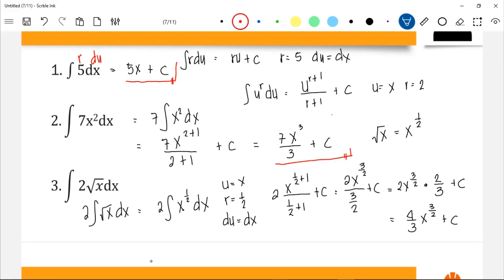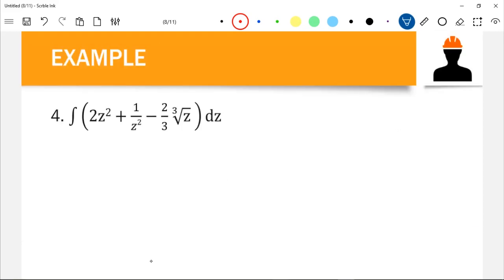So this is now your integration of 2 square root of x dx. Then we have example number 4. We have the integration of 2z squared plus 1 over z squared minus 2/3 cube root of z dz.